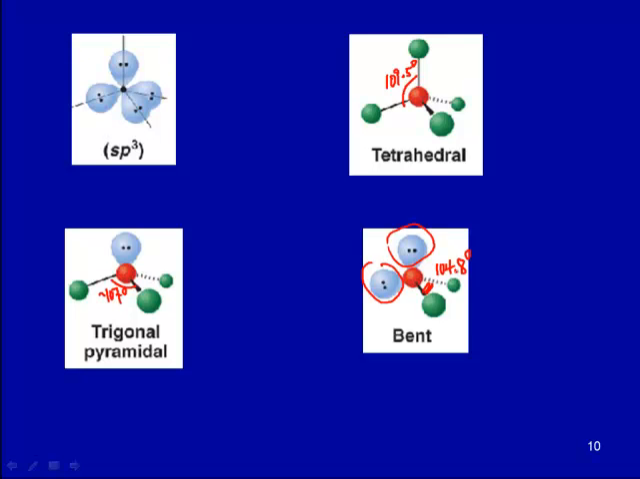And now you can start seeing the trend: the shape is primarily determined by electron group geometry, and then you look at how many of those electron groups are connected with real atoms, and then you have to take into account the effect of the lone pair. It's pushing everybody down a little further.